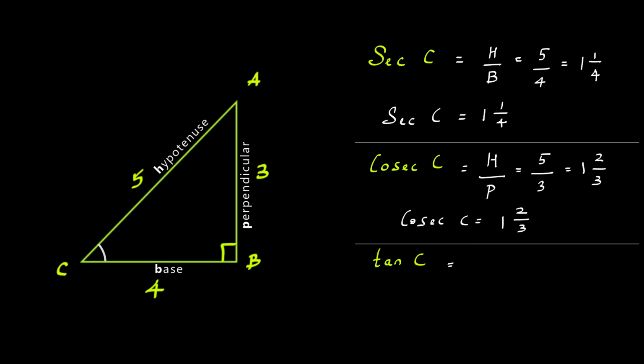Now moving on to tan C. Tan is the ratio between the perpendicular and base. So substituting the values, we have perpendicular is equal to 3 and base is equal to 4. So, tan C is equal to 3 by 4.